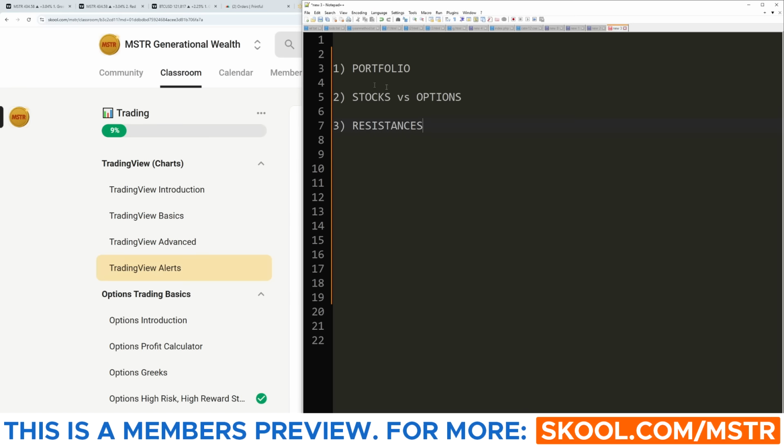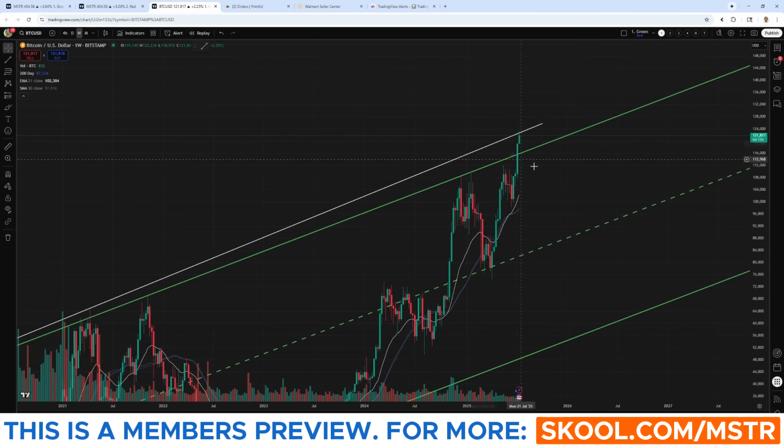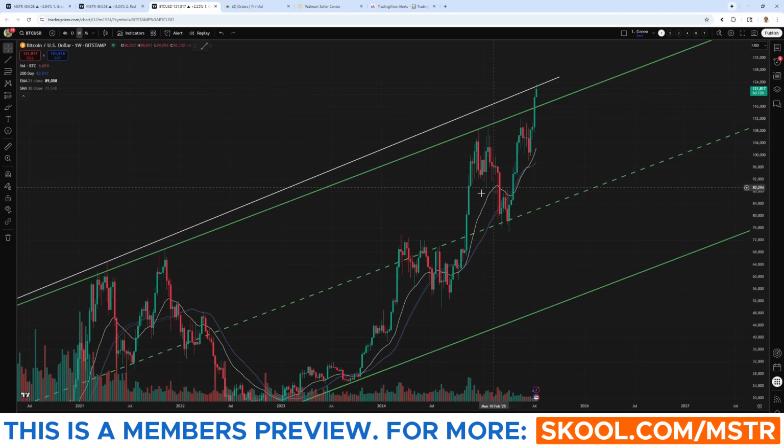Now, I made a short list for today's video. First, portfolio. In general, I don't want to give financial advice, okay? But you've seen me talk about the Bitcoin breakout. This is the linear chart. It doesn't even really tell the story, but this linear chart does tell a story too.